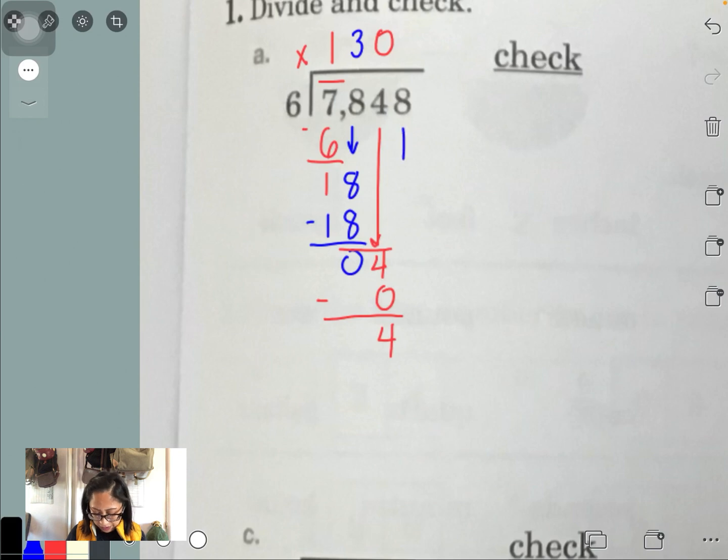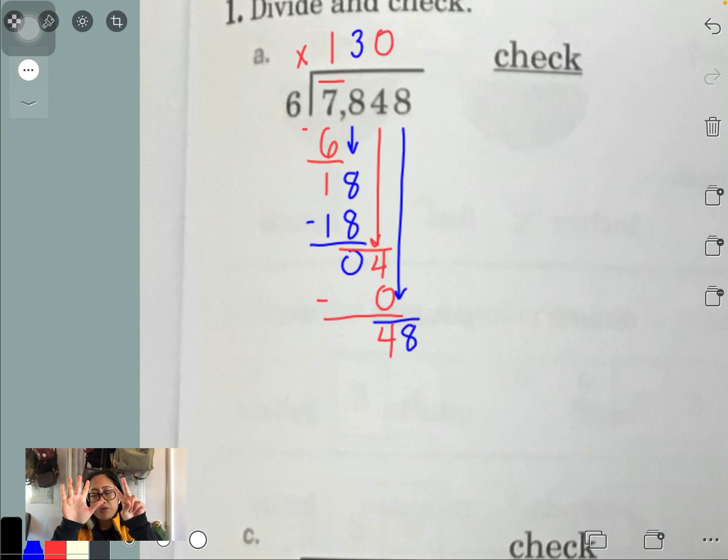Then I'll drop the 8. Now it's 48 divided by 6. So this is long, I know, but you can do it. We're taking our time. So 48 divided by 6, I'm going to count by 6. 6 times 1 is 6. 6 times 2 is 12. 6 times 3 is 18. 6 times 4 is 24. 6 times 5 is 30. 6 times 6 is 36. 6 times 7 is 42. 6 times 8 is 48. It's 8. And I showed you that whole thing with my fingers because some of us may have forgotten our 6 times tables. And I want you to, again, take your time to understand this process.